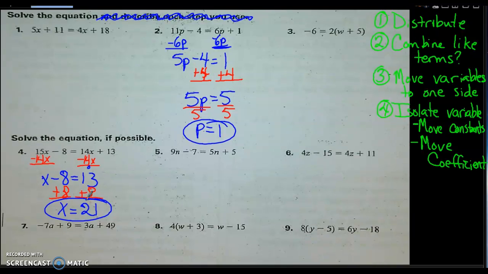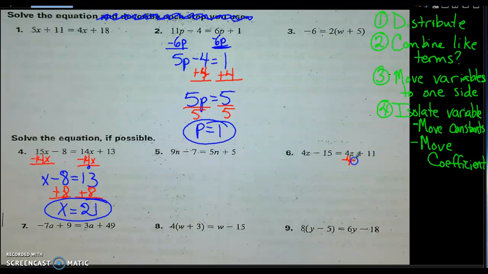Now, moving on to number 6. Number 6 is going to give you a preview of some stuff upcoming with our equations. We haven't done this yet, but I'm going to go ahead and show it to you. Okay, number 6. Do I have to distribute? No. Do I have to combine like terms? No. But moving variables to one side.